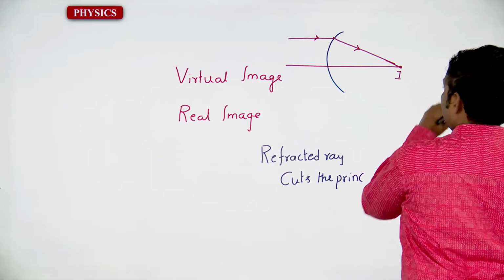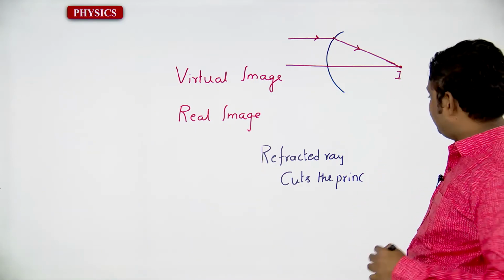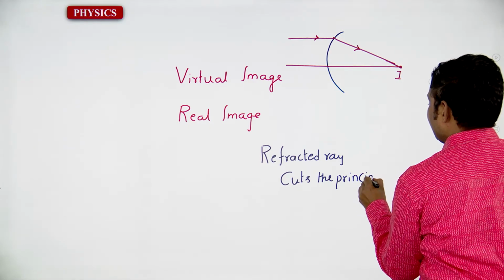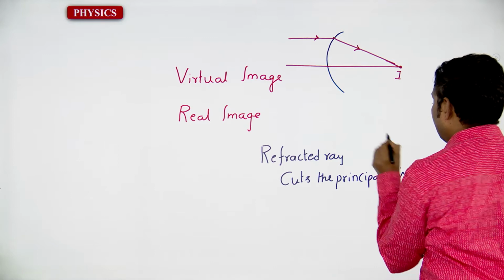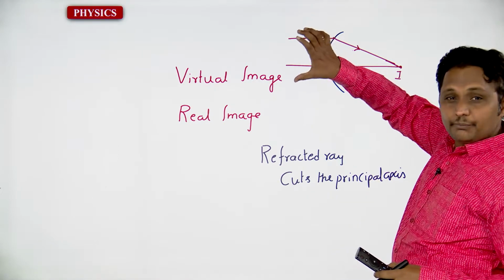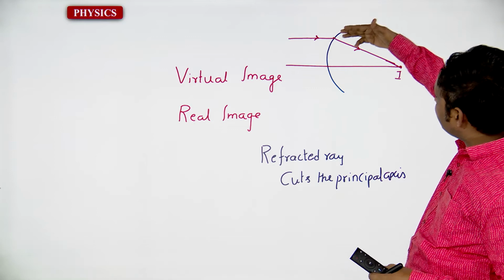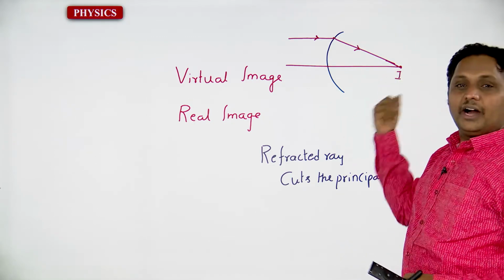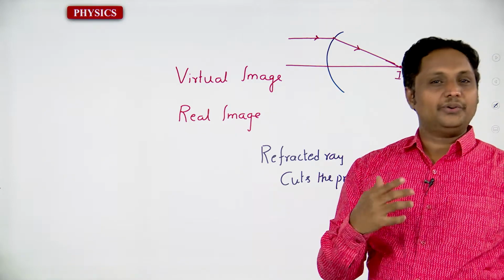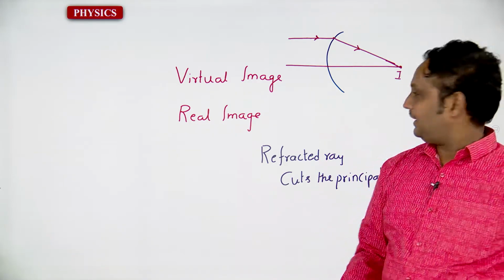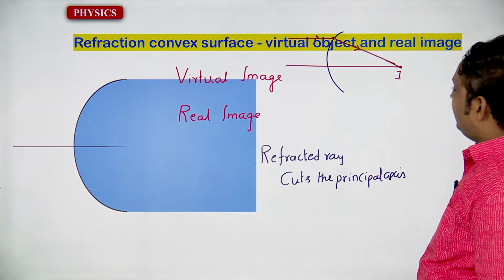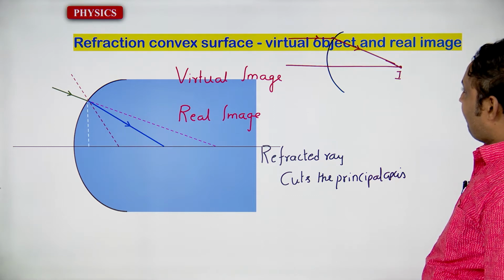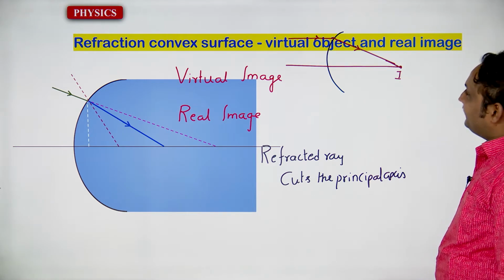So, this is going to be the point I. The light is proceeding further after the refraction. What happened? It will cut the principal axis at the point I. It is on the right side. You have to confirm that's going to be the real image.